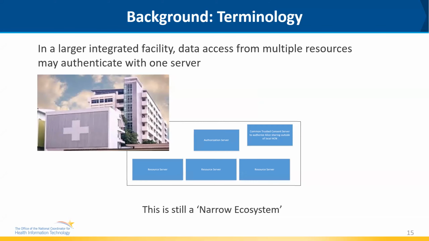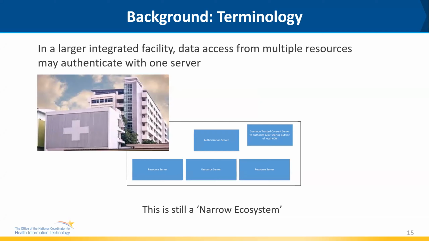Now let's assume that Alice uses a large integrated healthcare system with many buildings across many towns and perhaps across states. It may also include several EMR systems. That system may still authenticate against a common authorization server. In this instance, a primary care provider in one building and a specialist in another building both may have access to Alice's health data, but this is still a narrow ecosystem.